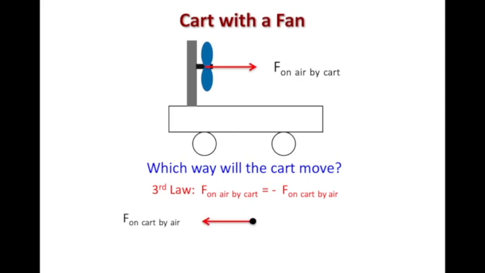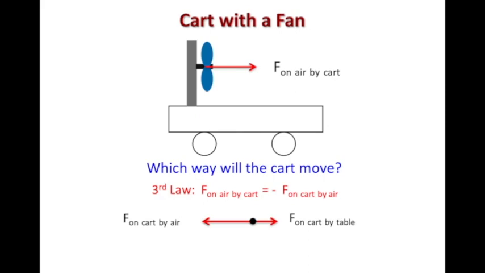And notice, I've drawn it down here, but this dot is now representing the cart. Right? So I would not put F on air by cart and F on cart by air on the same dot because they're two different objects. One's the air, one's the cart. And so, yeah, this is the result, and that if the cart blows air this way, the cart itself is going to feel a force and move the opposite way.